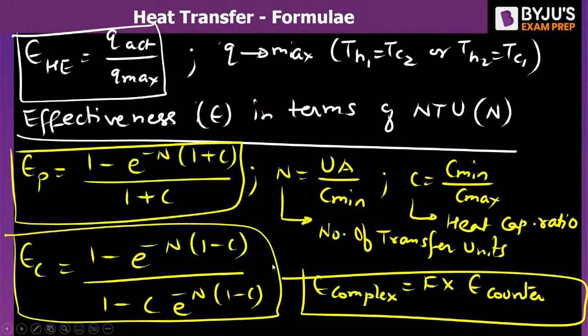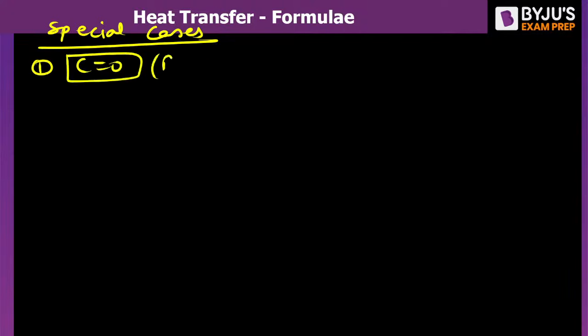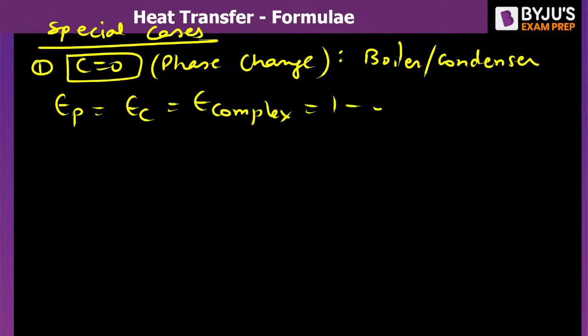Now some special cases. First one, if C is equal to 0, if there is a phase change in any one of the fluids, then C will be equal to 0. It is either a boiler or condenser. So in that case, effectiveness for parallel is equal to effectiveness for counter is equal to effectiveness of complex. That is equal to 1 minus e to the power minus N.